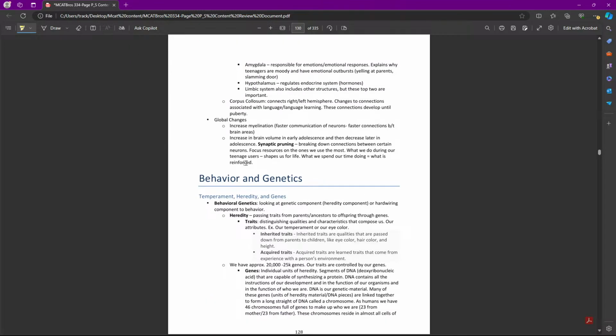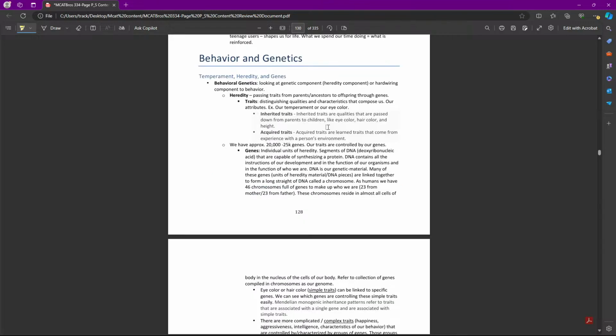Global changes: increased myelination, helping different neurons synapse together, increased brain volume in early adolescence, and decreases later in adolescence through synaptic pruning, breaking down connections between certain neurons. Focus resources on the ones that we can use most. What we do during our teenage years shapes us for life. We spend our time doing what is reinforced. Alright.